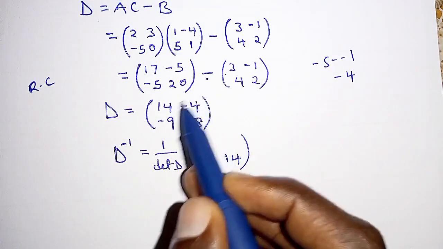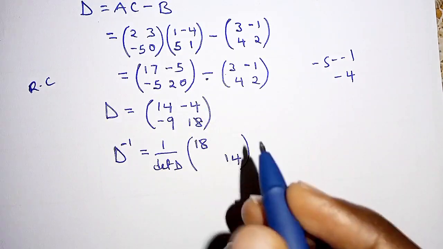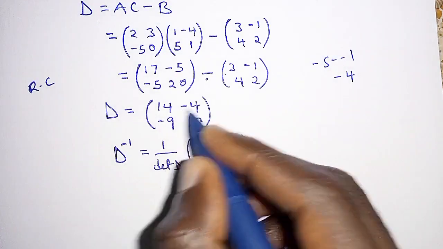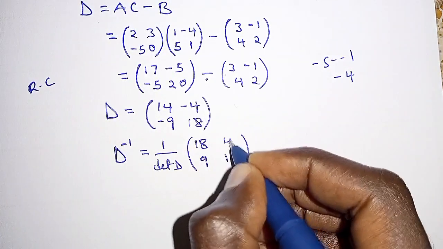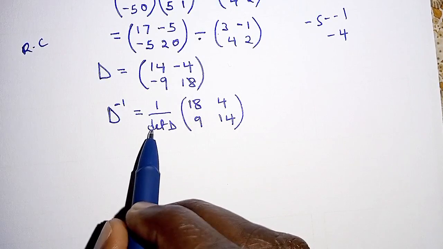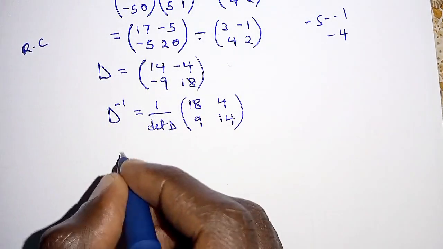And then for the second diagonal, we are going to negate them. So we negate the elements. So negative 9 becomes 9, negative 4 becomes 4. The remaining task here is to determine the determinant of D.